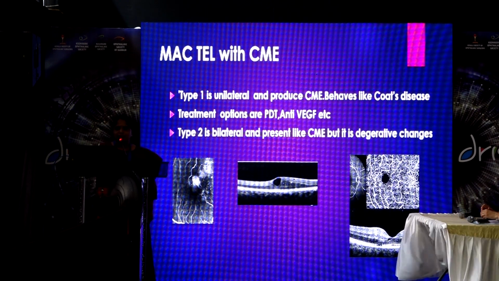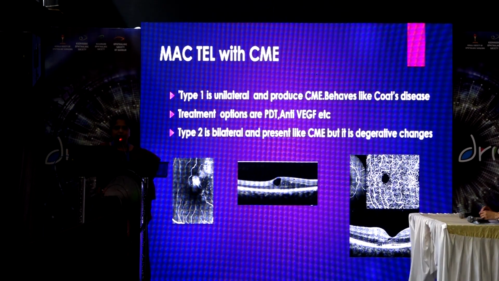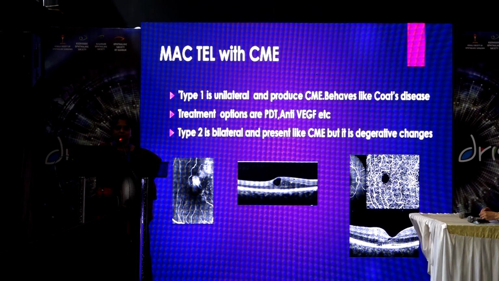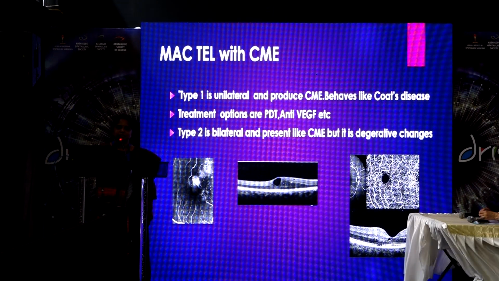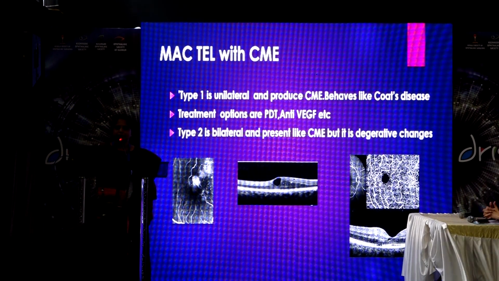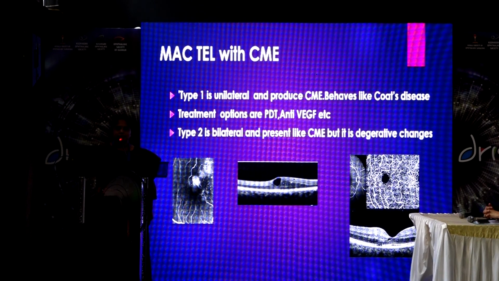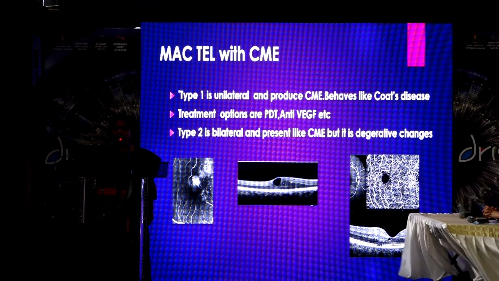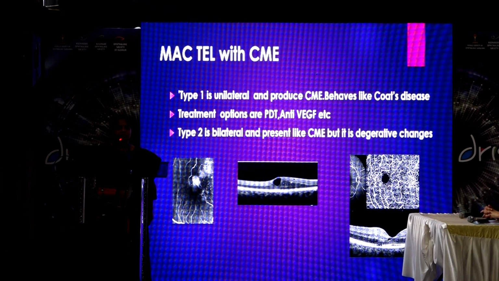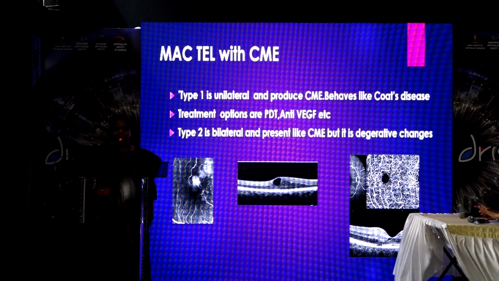MacTel is a disease which can be type 1 or type 2. Type 1 disease behaves like Coats disease. There is increased permeability and leakage, which results in cystoid macular edema. Treatment is PDT and anti-VEGF. While in type 2, you can see cystoid spaces in OCT, but it is more of degenerative changes, not fluid accumulation, and you can get disruption of the outer retinal layers like the ellipsoid zone.